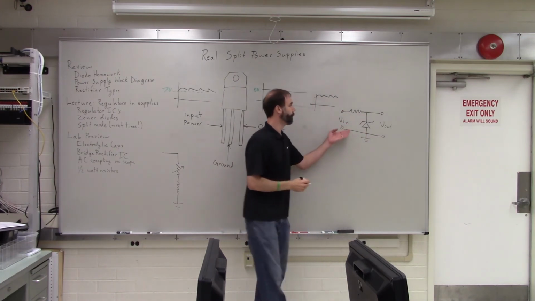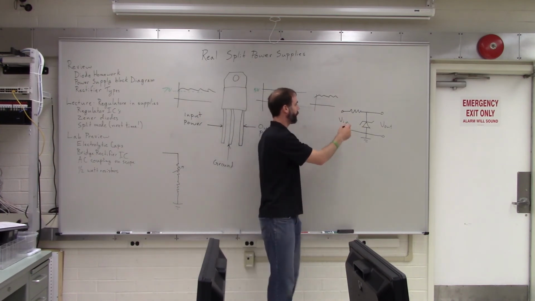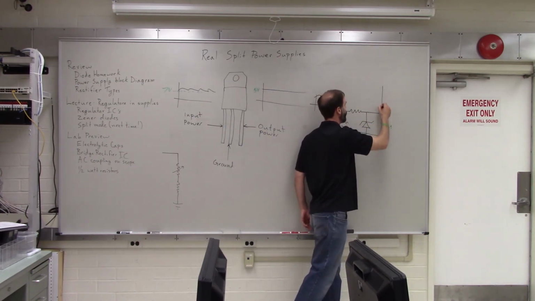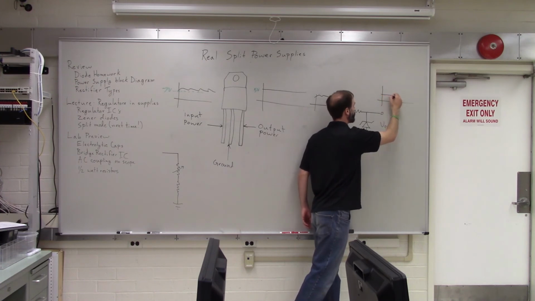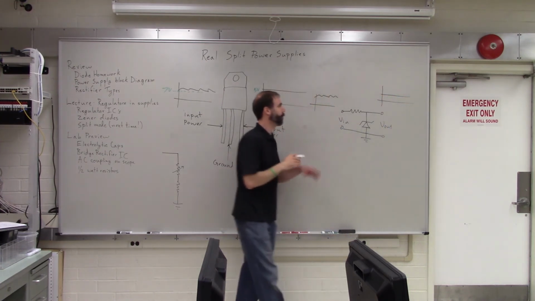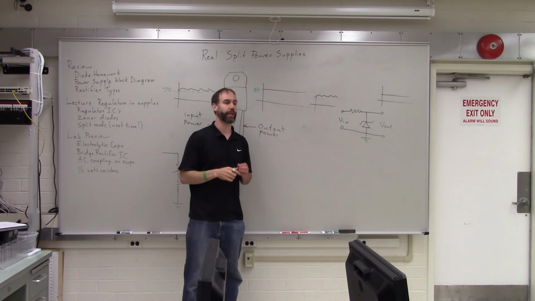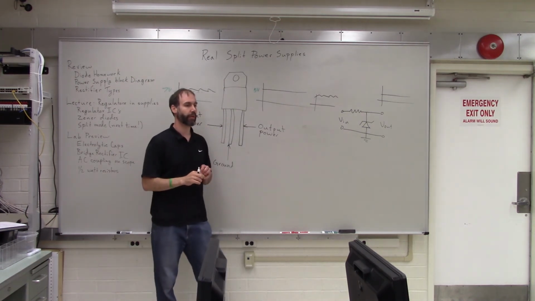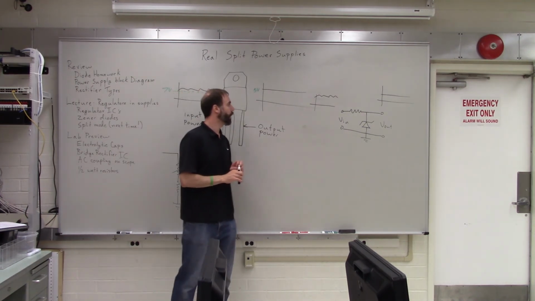So you've got your input voltage here that's kind of wavy like this, then your output voltage should be a nice flat fixed DC voltage, yeah. So why would you want to use one versus the other?